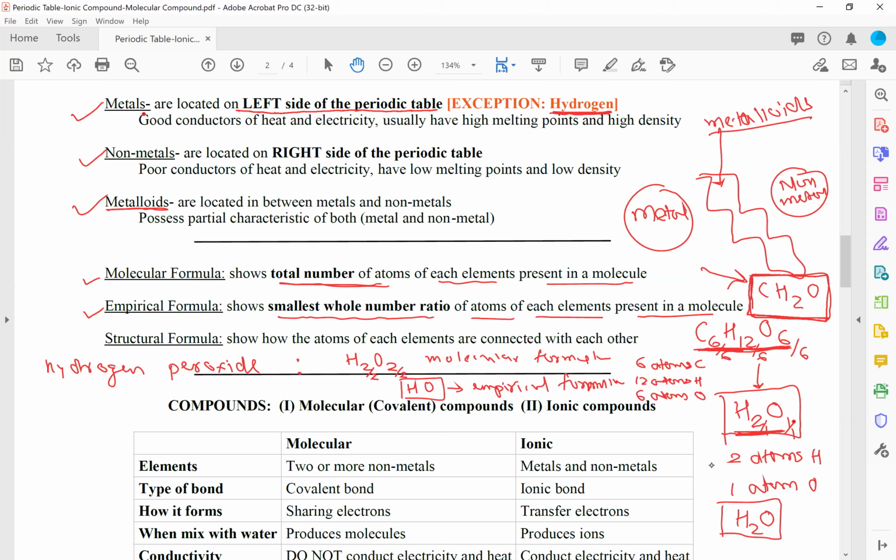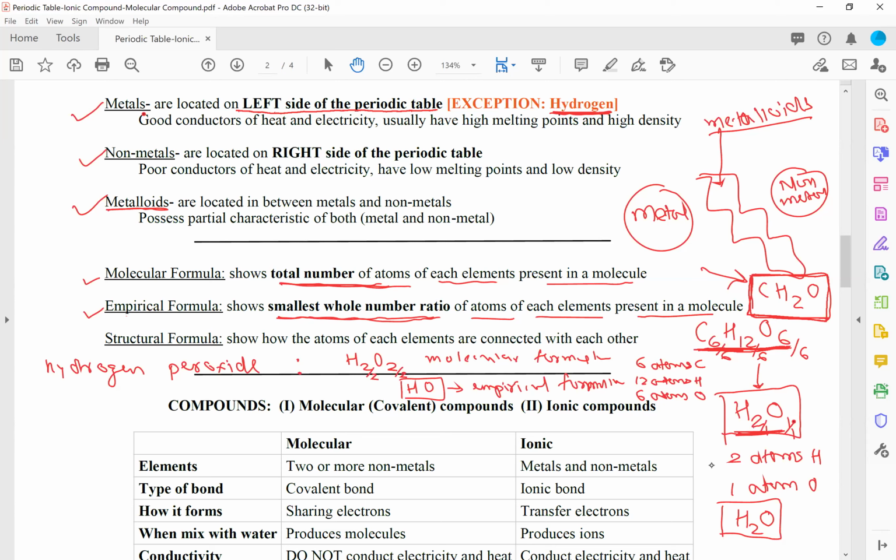Get it? So it's really simple. Just keep in mind, empirical formula is the smallest whole number ratio, while the molecular formula represents the total number of each atom. Are we good? Yes, sir. Clear. Excellent.